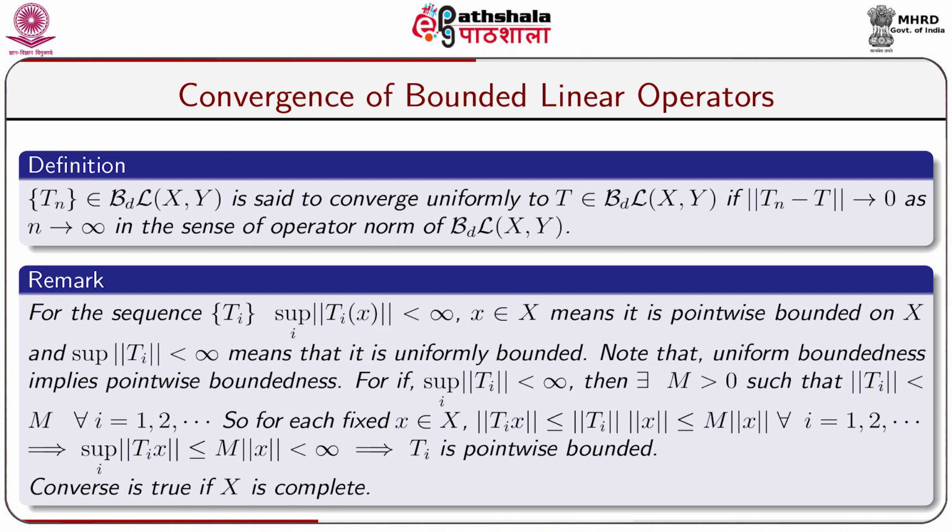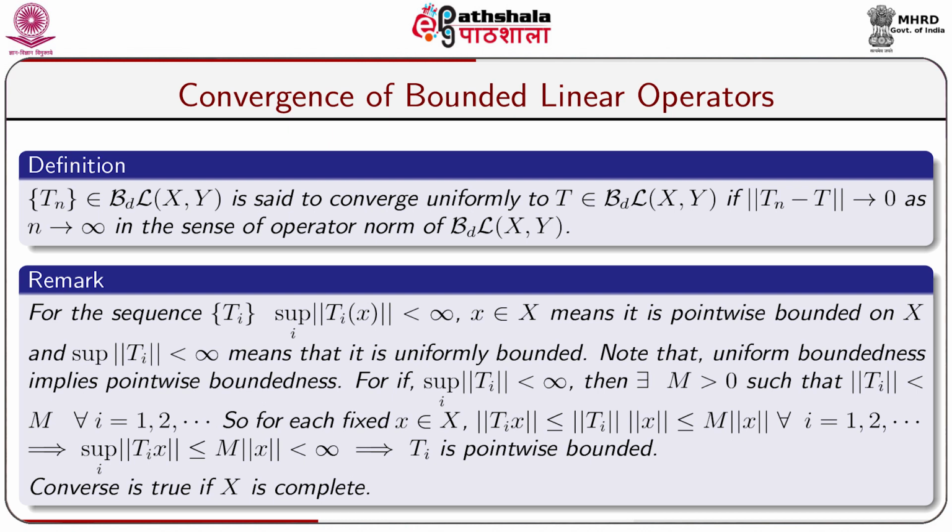Now, at this moment we have learned a sequence of operators is pointwise bounded, and a sequence of operators is uniformly bounded. Note that uniform boundedness implies pointwise boundedness. Indeed, if we consider that uniform boundedness for a sequence of operators holds, that is why we have assumed that the supremum over i of norm of Ti is less than infinity.